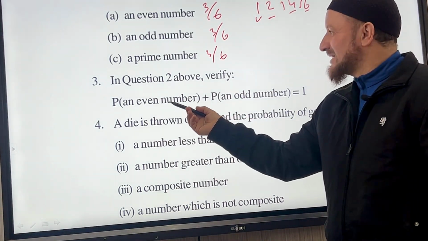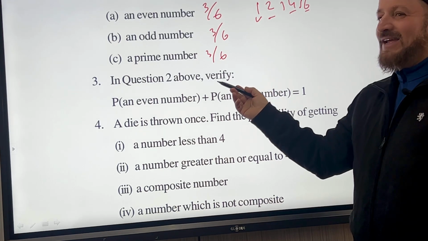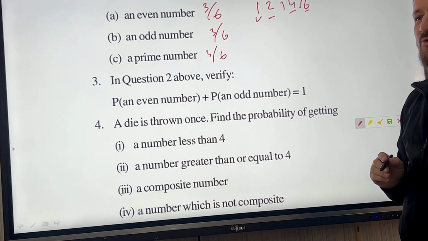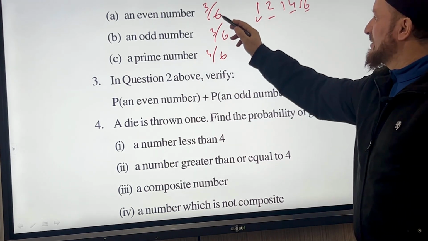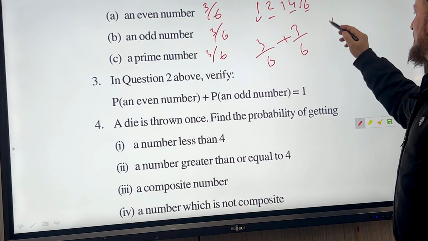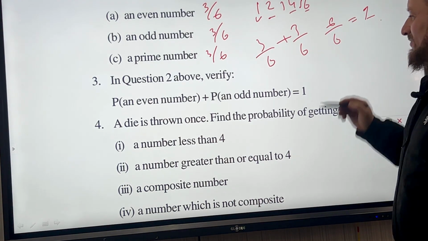Question number 3 is short, I think. In question 2 above, verify that P(an even number) plus P(an odd number) is equal to 1. Is it true? Why? What is P(an even number)? That is 6 by 6. That is equal to 1. Very good.